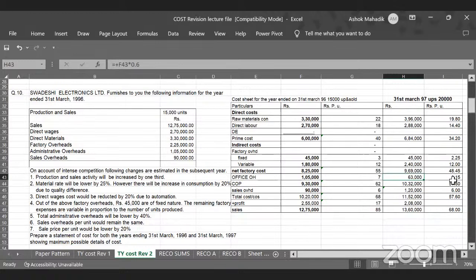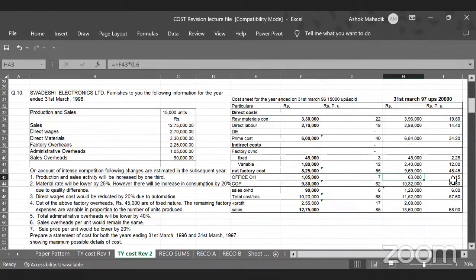I'll repeat, in case of prime cost items and variable cost items, always take per unit as a starting point for calculating the cost in the estimated cost. But in case of overheads or other fixed overheads, all overheads are considered fixed by default unless the variable proportion is told to us.